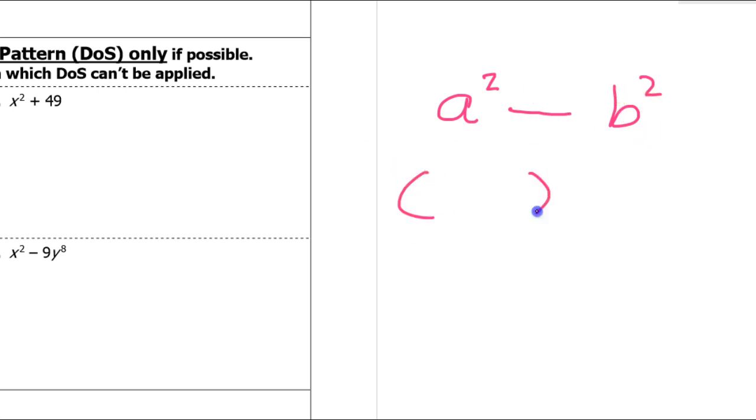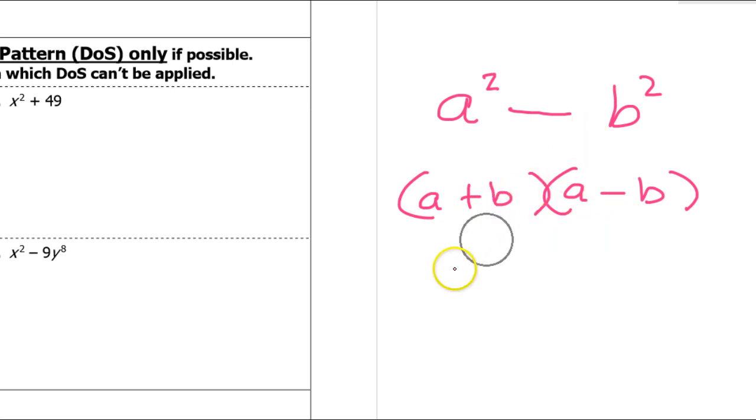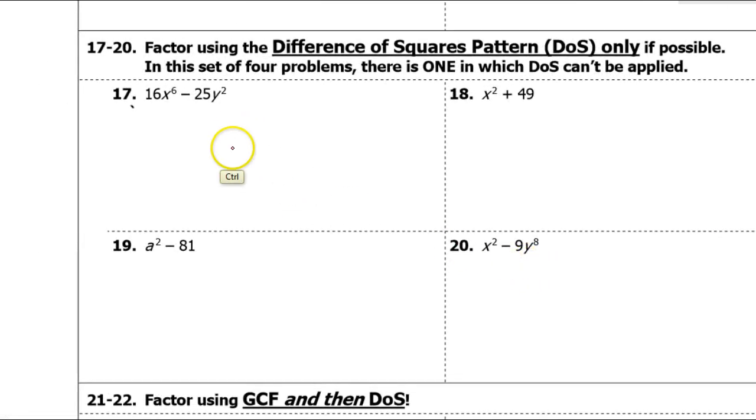And it turns out that when you factor the difference of 2 squares, it factors like this. Okay, a plus b times a minus b. All right? So this is the difference of squares pattern, and we're going to use it here. Okay, so number 17 fits the difference of squares pattern. 16 and 25 are both squares, and x to the 6th power and y squared, those are both squares. And here's why.